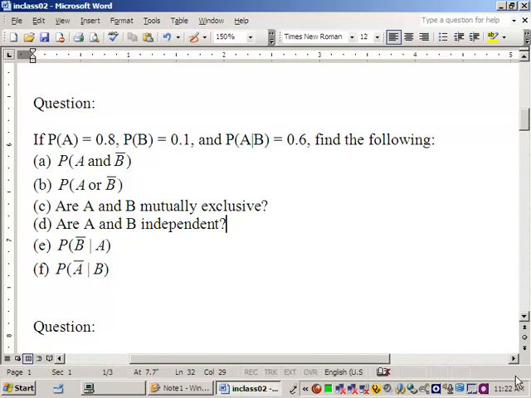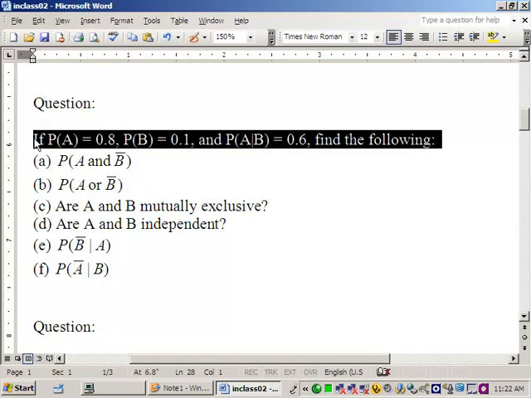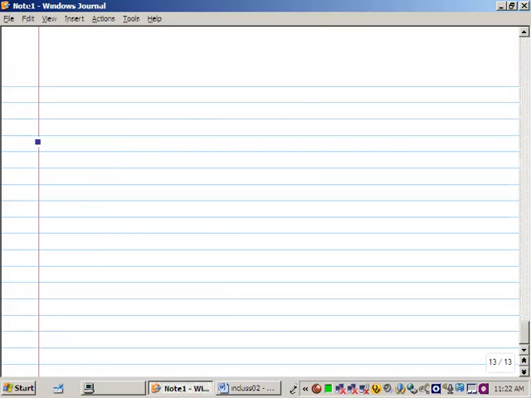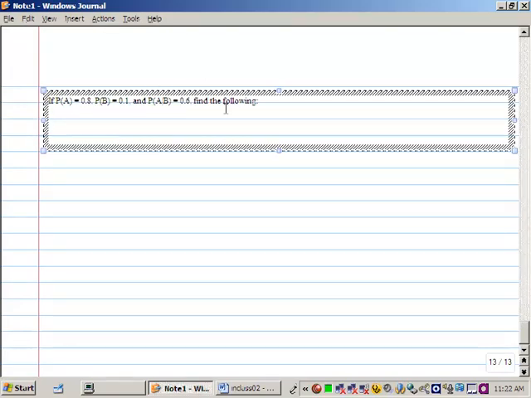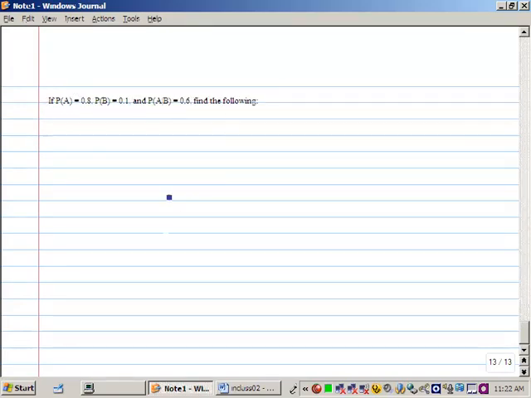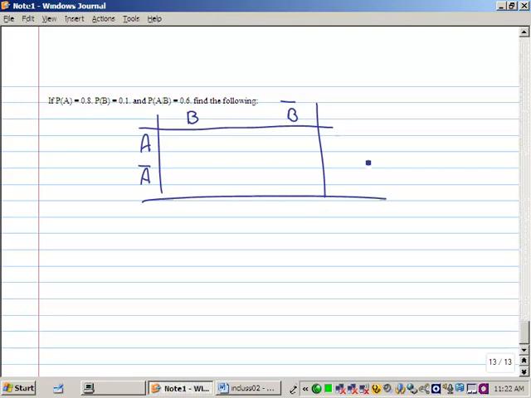Alright, so right now I'm going to do this problem as I did last time. I will copy this over to the journal. Alright, so we're going to have this table: A bar, B bar.